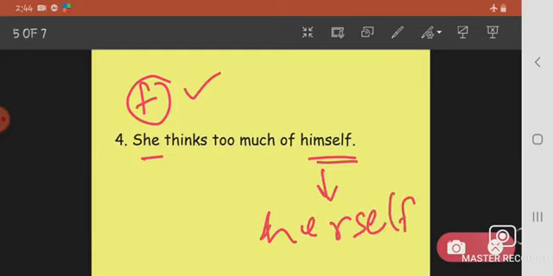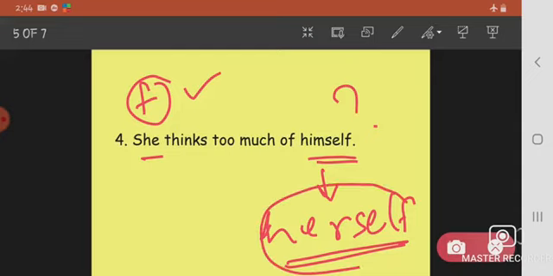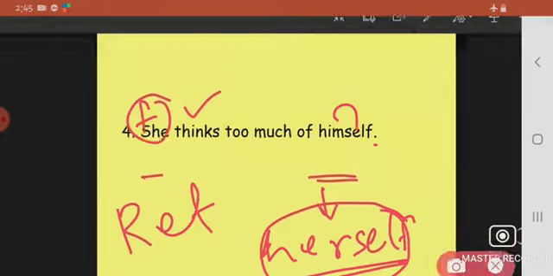Right? Now, which pronoun is this? We have to identify. Now read the sentence without the compound pronoun. She thinks too much of. Again, it's incomplete. Hence, this pronoun is very important for the sentence. Without this, the sentence is incomplete. Hence, it's a reflexive pronoun. Very good. Moving on.